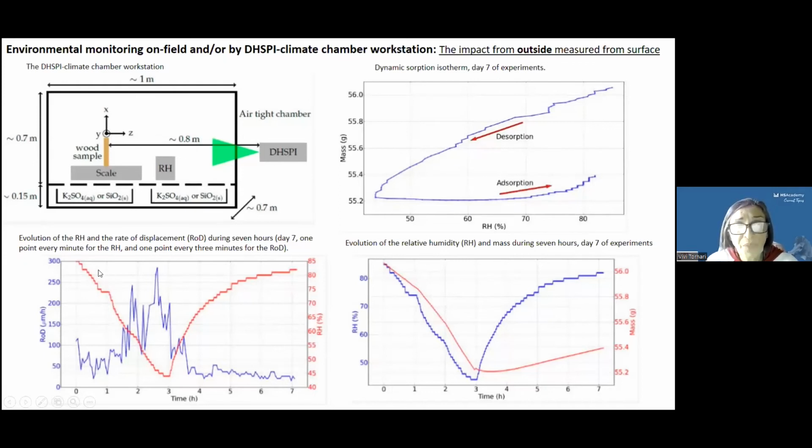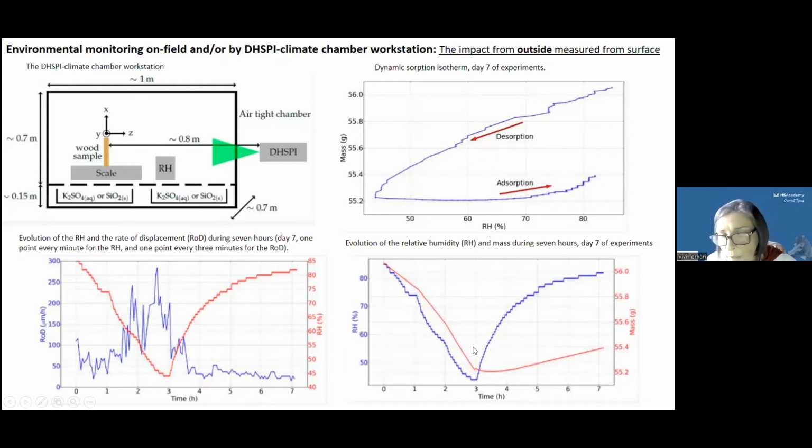And here you can see the blue is the rate of deformation, the rate of displacement, and here is the relative humidity. So as the relative humidity changes, you see how the shrinking and the swelling of the sample gives us the information about its reaction to these conditions.